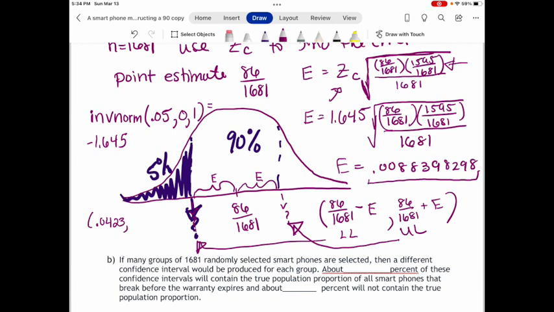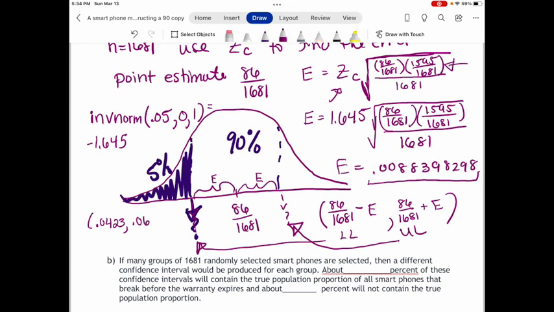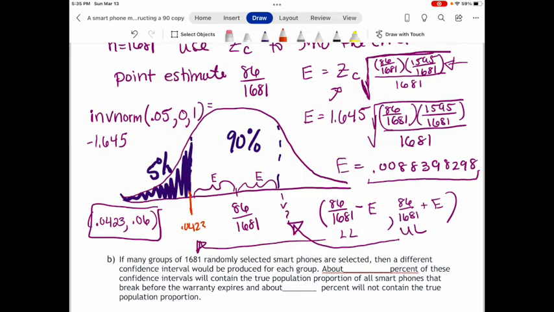Okay, for my lower limit, when I subtract my error, I'm going to get 0.0423 because the direction says to round to 4 places. When I add my error, remember to keep all your digits, we're going to end up getting 0.05 and then a whole bunch of 9s. So that's going to force us to actually round it up to 0.06 because of all those 9s. So this is my confidence interval. This value right here is 0.0423, and my upper limit is 0.06.